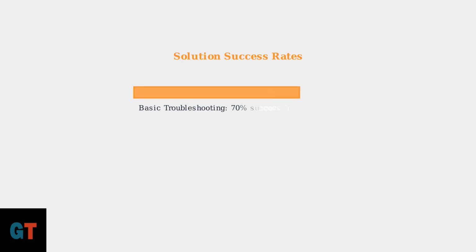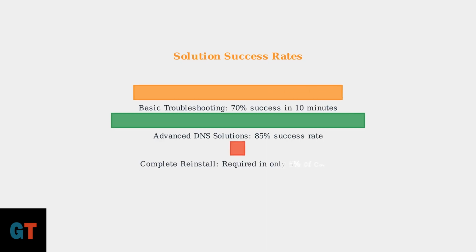Success rates vary by solution complexity. Basic troubleshooting resolves 70% of cases within 10 minutes. Advanced DNS solutions are effective in 85% of persistent cases. Complete app reinstallation is necessary in only 5% of instances.